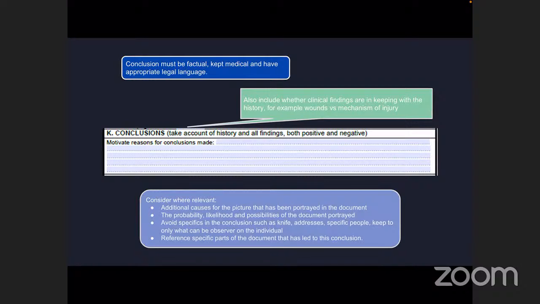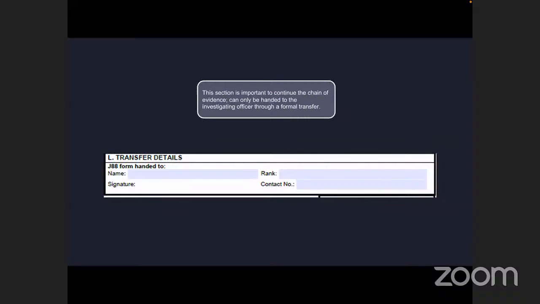Yeah, and I think you could also use this section to reference specific parts of the document or of the J88 that has led you to this conclusion. Section L, I think, is the second last section of the J88 form. This is for the transfer details.